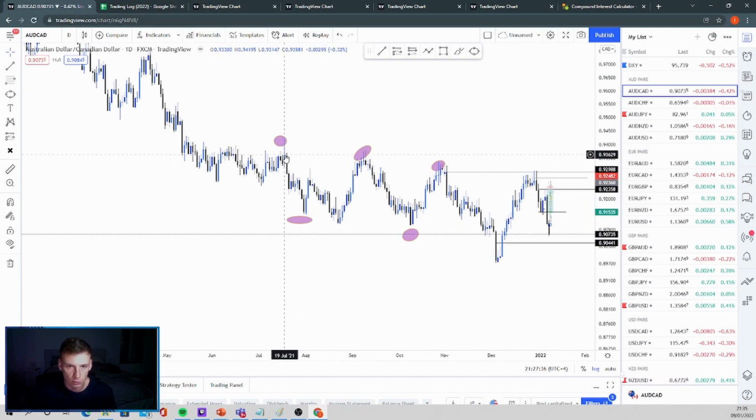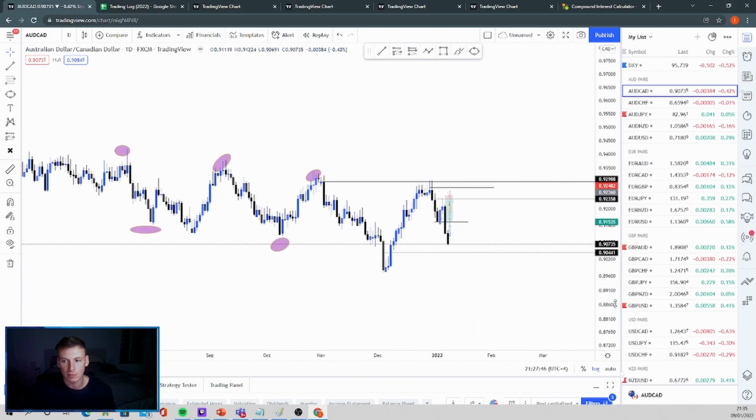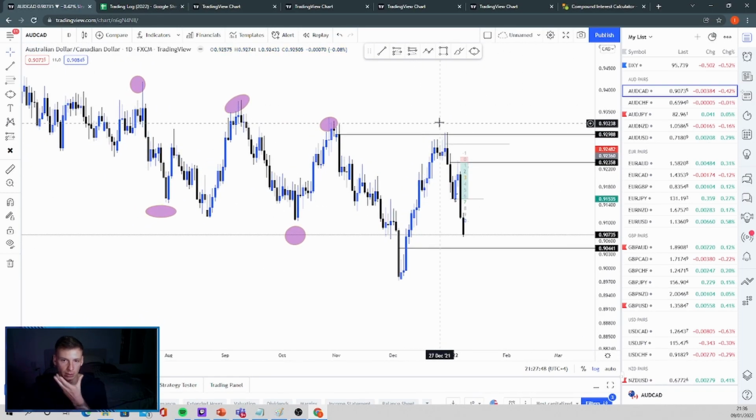We've got these small shifts up with these impulsive legs down. Same here, shift up, impulsive leg down. Same here, shift up, impulsive leg down. So I'm thinking, right, okay, what could we potentially look for here?